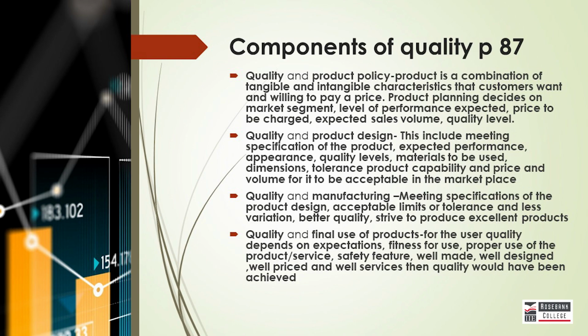The next one is quality and manufacturing. Under quality and manufacturing, we are talking about meeting of specifications of product design, acceptable limits or tolerable and less variable, better quality, a strive to produce excellent products.